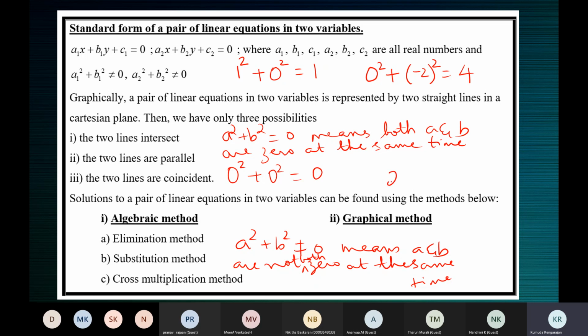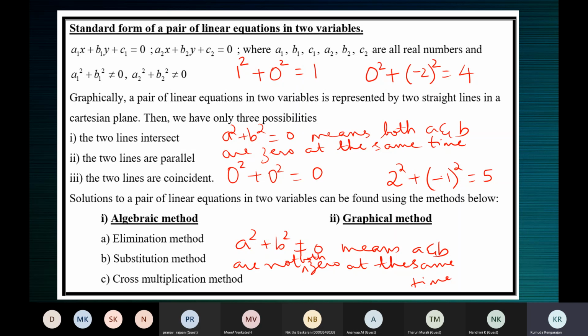Just look at this. Supposing a takes the value 2 and b takes the value -1. What will be the value? 2 squared is 4, -1 squared is 1. 4 plus 1, 5. So here a and b are not 0. Even if one of them is 0, you will not get 0. The value will not be 0.